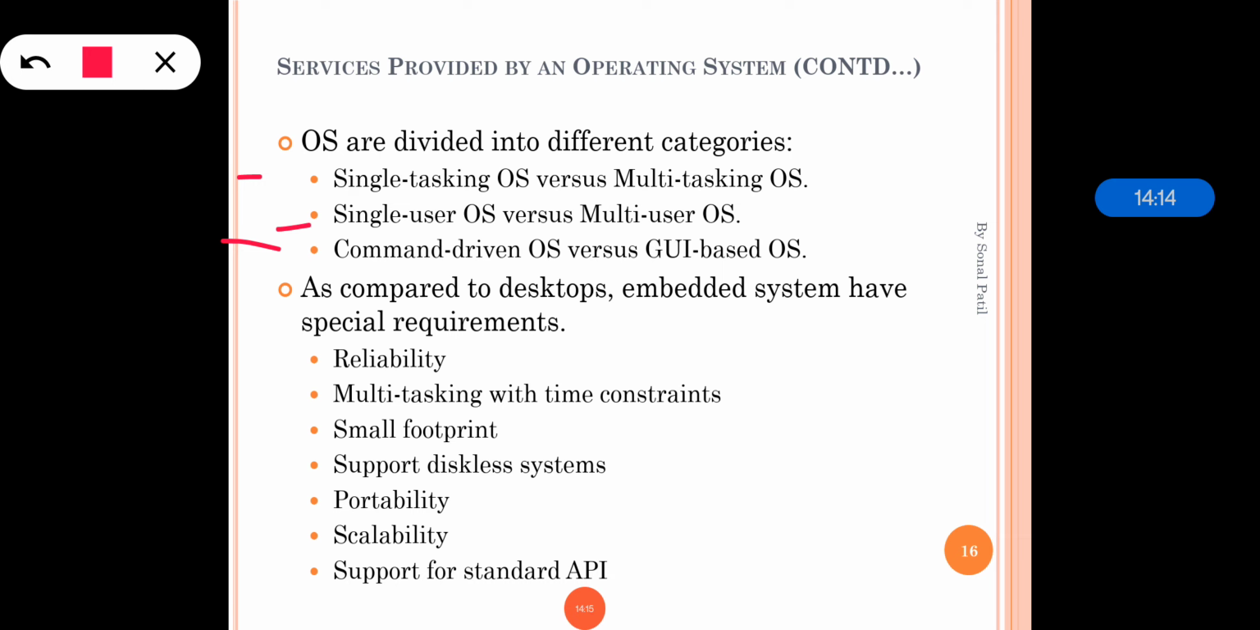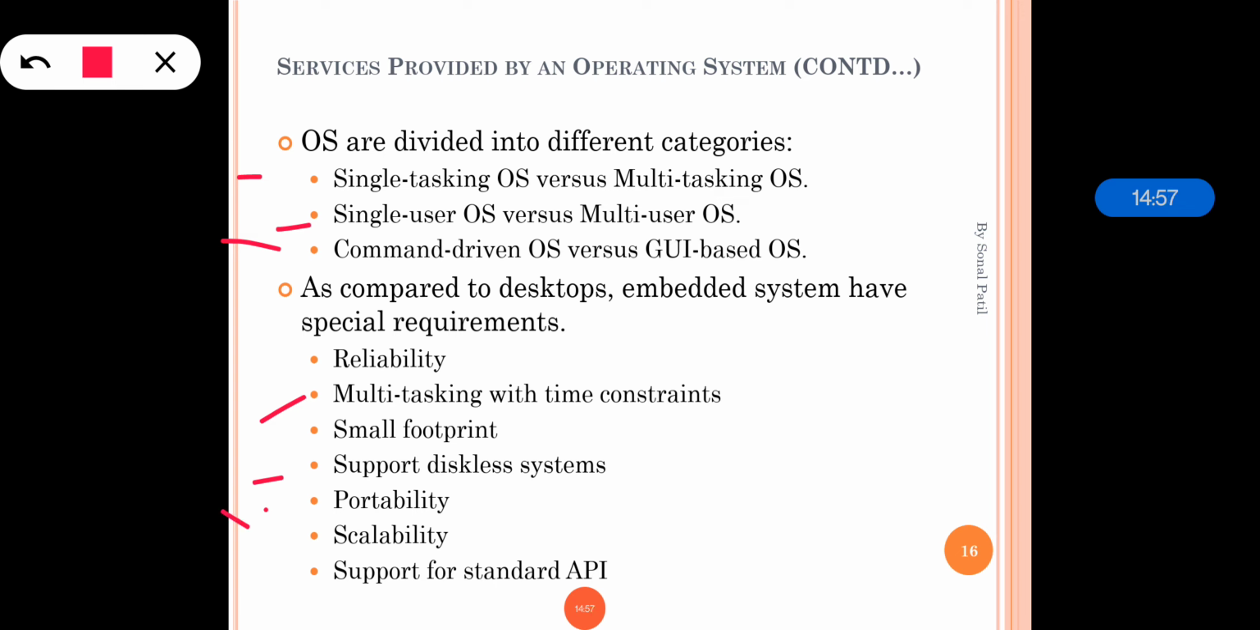Now as compared to desktop, embedded systems have special requirements, that is, first, reliability. The operating system in an embedded system has to be very reliable. Multitasking with the time constraints, it should support multitasking with the time constraint, so that it should follow the deadlines. Then the small footprint, as the memory devices have limited capacity in embedded systems, they have little memory for the OS as well. So the memory occupied by the operating system is known as the footprint. Then support for diskless systems, unlike desktop computers, embedded systems may not have secondary storage.